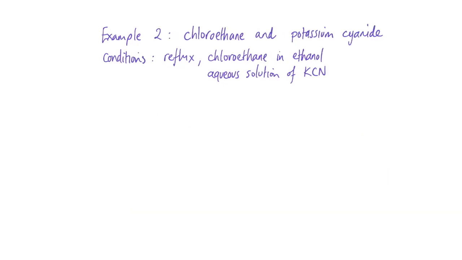Let's look at another example. So this time we've got chloroethane and potassium cyanide. Conditions are the same, reflux. Chloroethane is in ethanol to dissolve it, and then we have the aqueous solution of the potassium cyanide. So remember, that means that we've got potassium ions and completely separate cyanide ions, no covalent bonds between them. So I want you to have a go at drawing the mechanism.